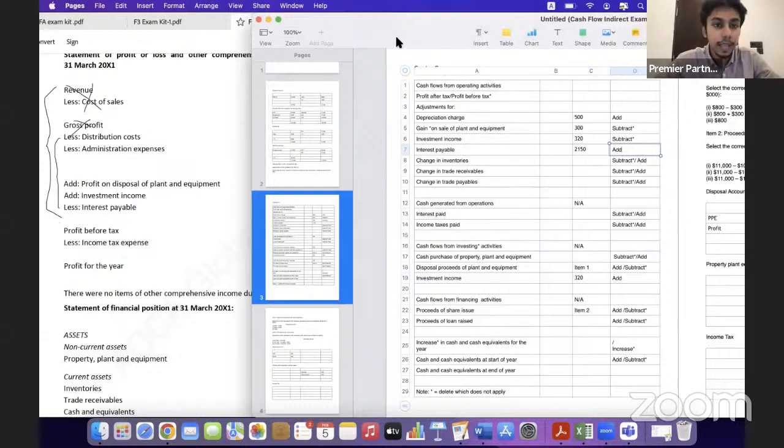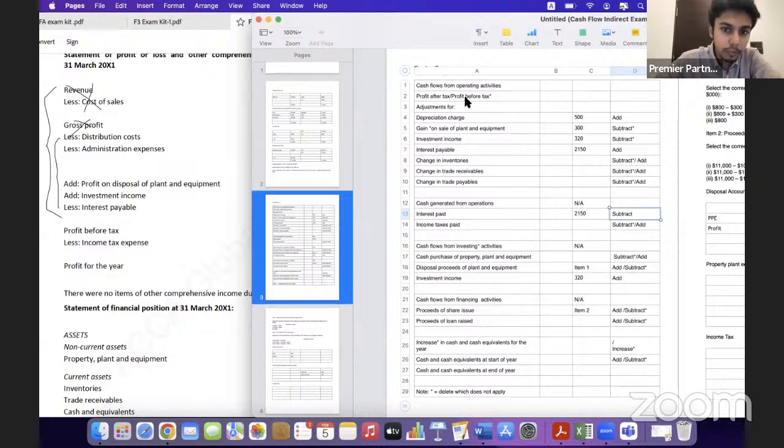Done. And guys, interest, can you see it's again coming in another place? So copy it again over here also, 2150. But this is interest what? Paid. Paid means money goes out. So therefore, guys, it has to be subtract, cash outflow. Got it?